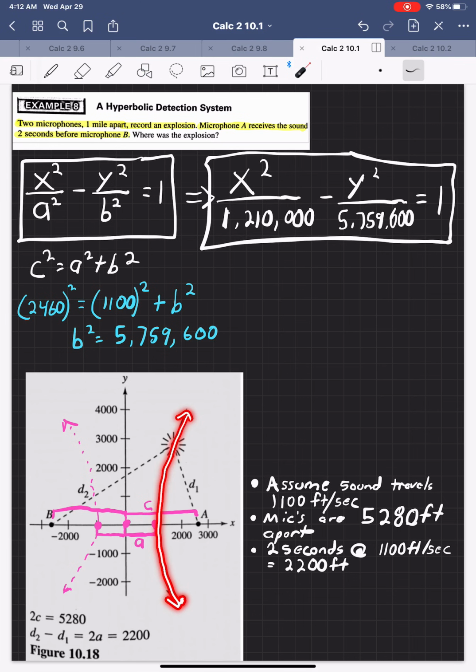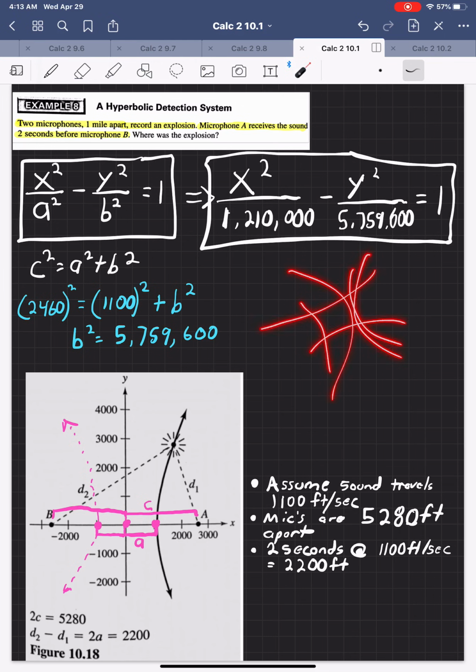Okay? Now, what would we need to actually find out where the explosion occurred? We would need a 3rd microphone. If we have access to a 3rd microphone, it doesn't matter where, this is a little bit hard to draw with a stylus, but you would end up drawing multiple sets of hyperbolas, like 3 sets of hyperbolas, and you would find, I'll do my best, my apologies.